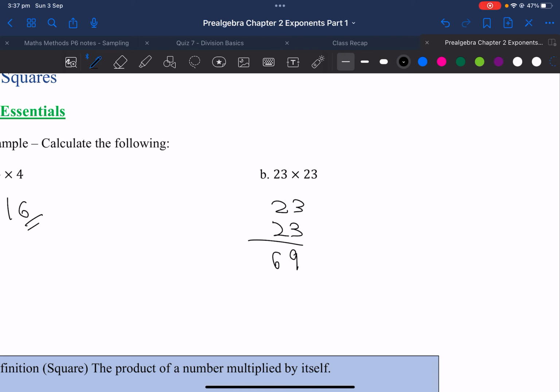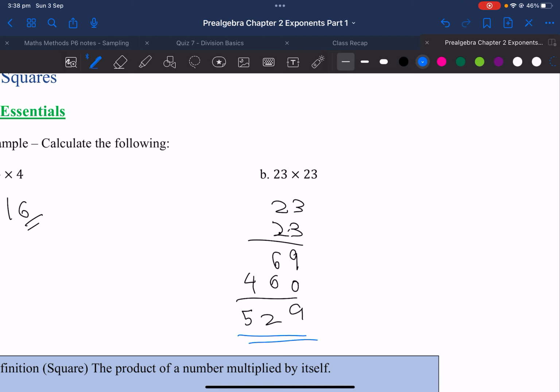So 23 times 23. 3 times 3 is 9. So it's 6. 6. Do you have 2 now? 2 times 3 is? 6. 6. 2 times 2 is? 4. 4. 460. You add these together, what do you get? 500 and 529. But you just missed the extra 2 there, so that's why. But it's pretty simple, right?